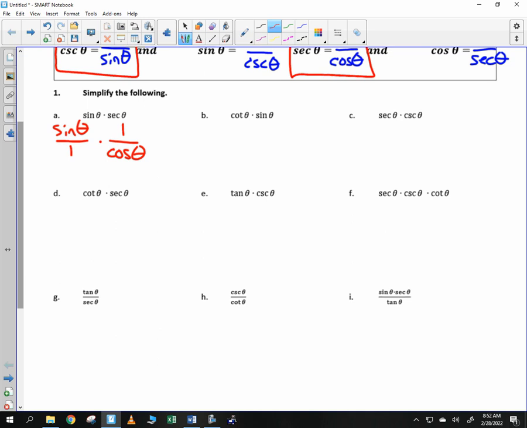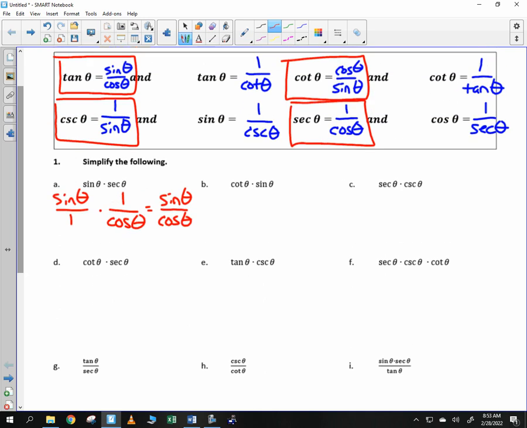So what are we going to get when we multiply those together? What's on top? Sine of theta. And what's on the bottom? Cosine of theta. Is sine over cosine something special? Yeah, very good. It's tangent of theta. So you can see sine times secant simplifies to tangent of theta.